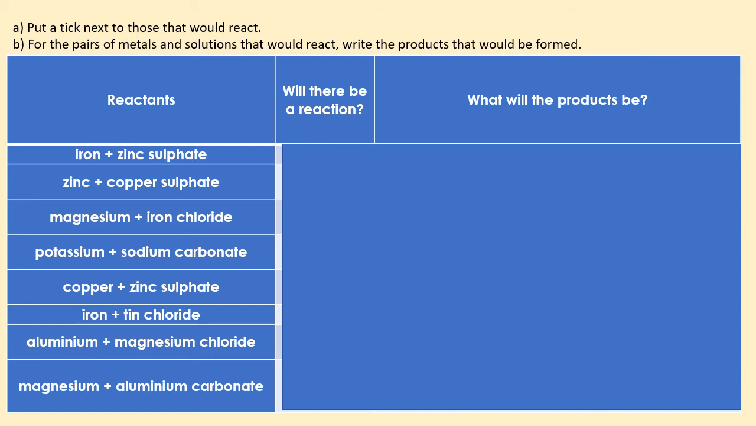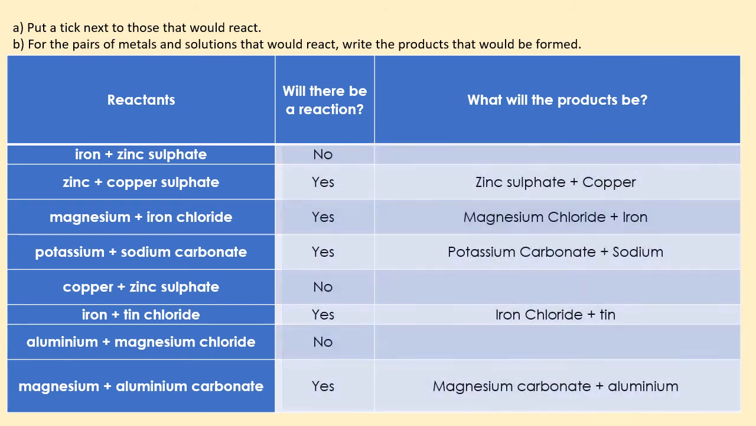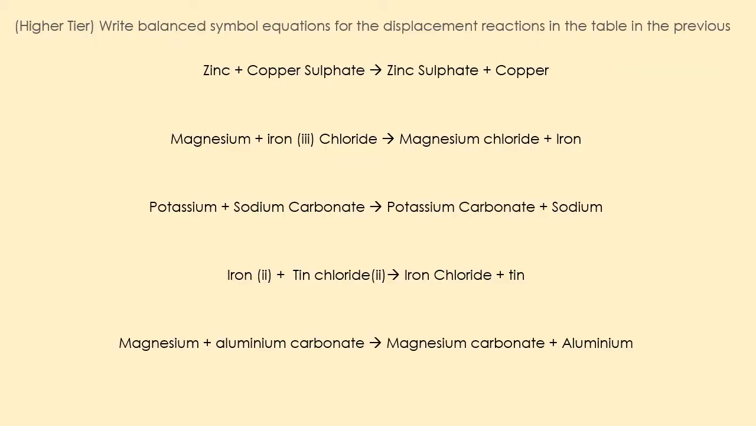You should now only be watching if you have done the table. I'll show you the answers. You can now mark your answers. We're now going to move on to the next question. This one is for higher tier. If you're not doing higher tier, you can skip forwards probably about 30 seconds, maybe a minute, to do the next question. You're going to need to write the balanced symbol equations.